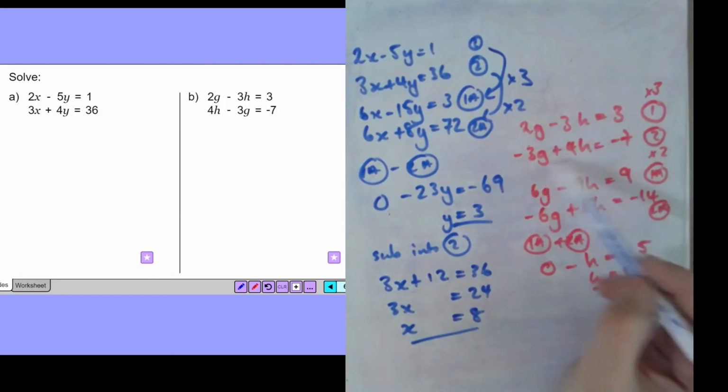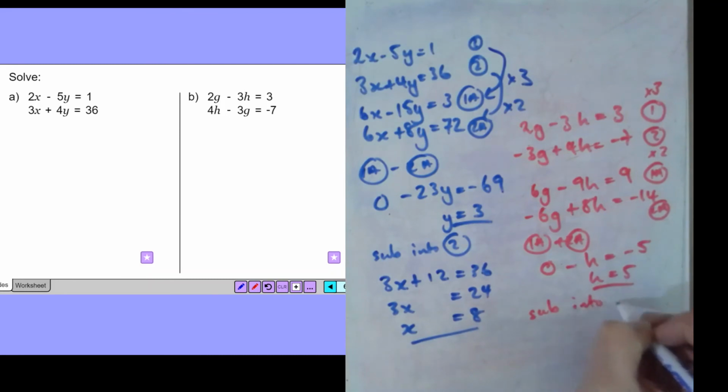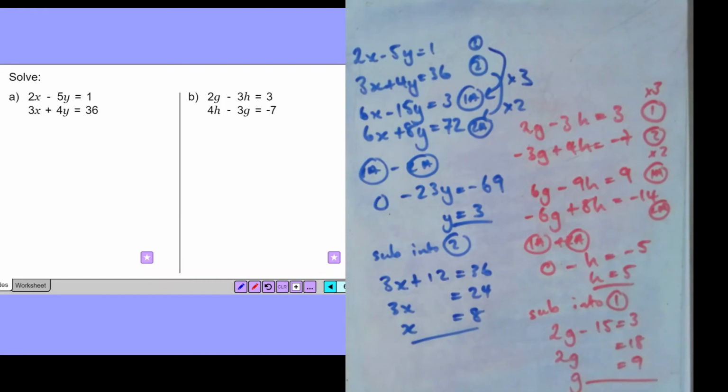Okay, there are minuses in both of them, so it doesn't really matter which one I choose right now. I'm just going to go for number 1 because it was the first one. Sub into 1. Okay, so I've worked out h, I haven't worked out g. So it is 2g take away 3 times 5, which is 15, equals 3. So I need to add 15 to both sides, which then leaves me with 2g equals 18. Divide both sides by 2, g equals 9.